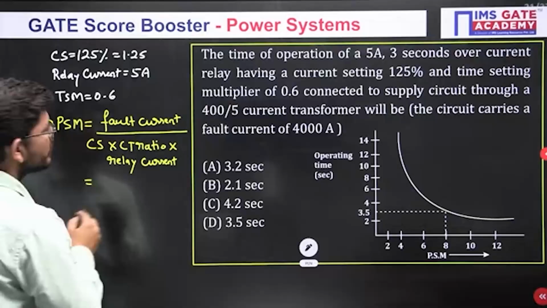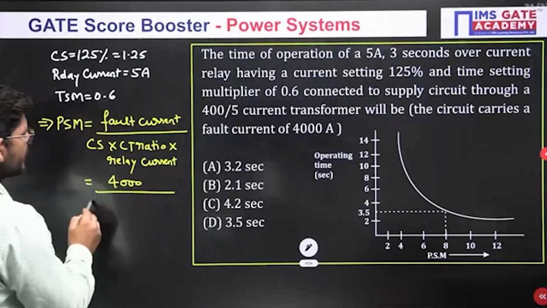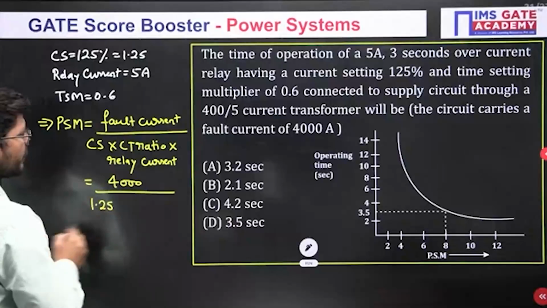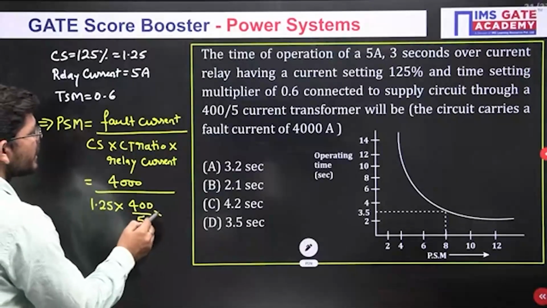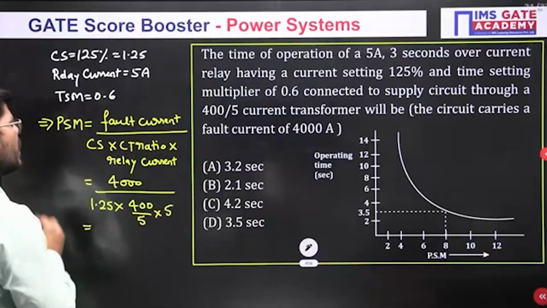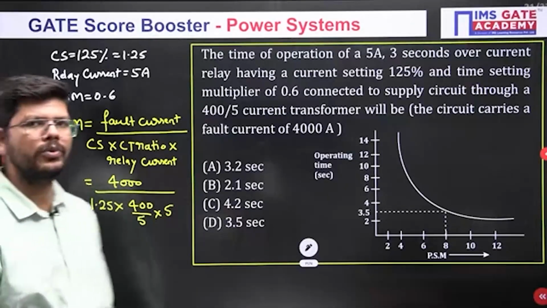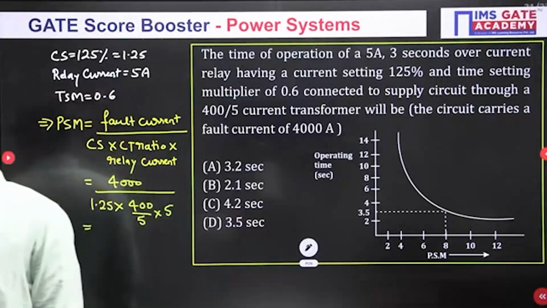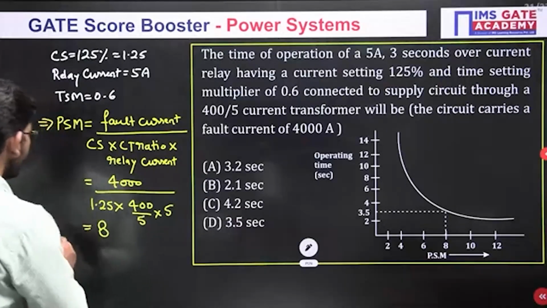So fault current, how much is it? 4000 ampere. Current setting is 1.25. CT ratio will be 400/5. Relay current is 5. Okay, how much will we get? 5 and 5 will get cancelled. We will get 10/1.25. 10/1.25 is how much? It is 8. So PSM will be 8.